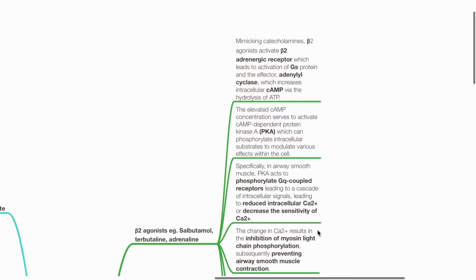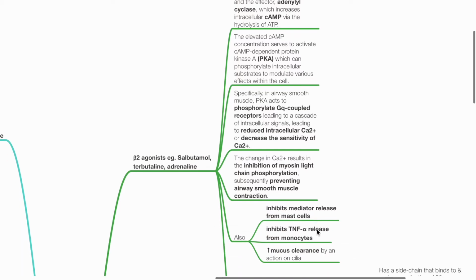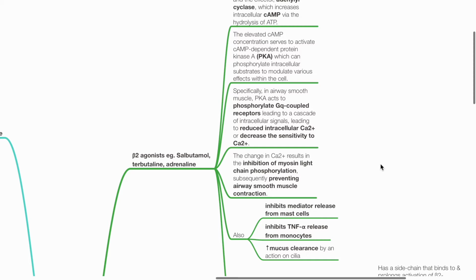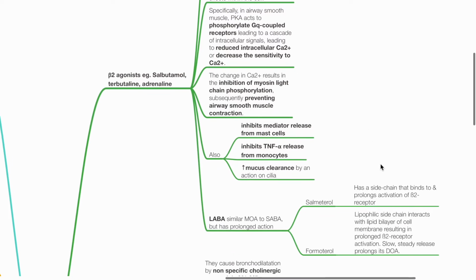Elevated cAMP concentration serves to activate cAMP-dependent protein kinase A, which can phosphorylate intracellular substrates to modulate various effects within the cell. In airway smooth muscle, PKA acts to phosphorylate Gq-coupled receptors, leading to a cascade of intracellular signals, leading to reduced intracellular calcium and decreased sensitivity to calcium. The change in calcium concentration results in the inhibition of myosin light chain phosphorylation, subsequently preventing airway smooth muscle contraction.